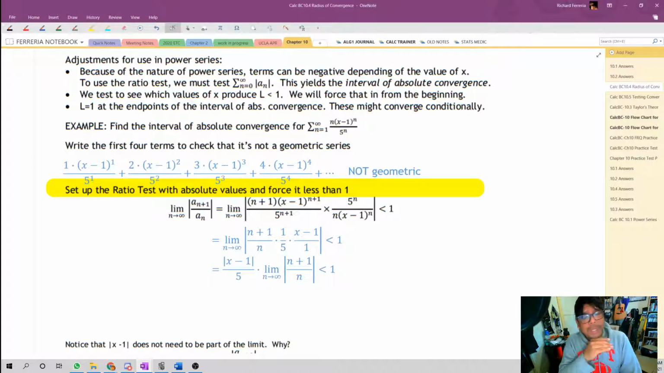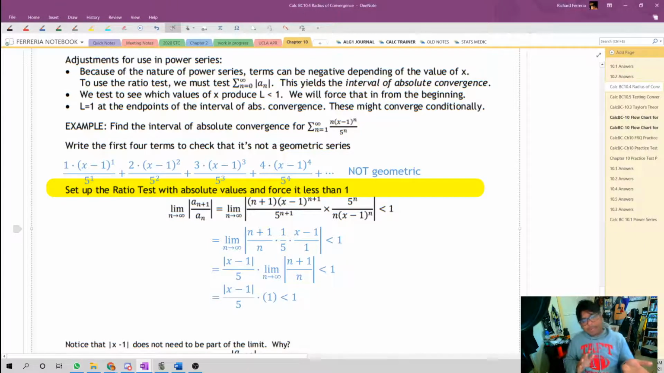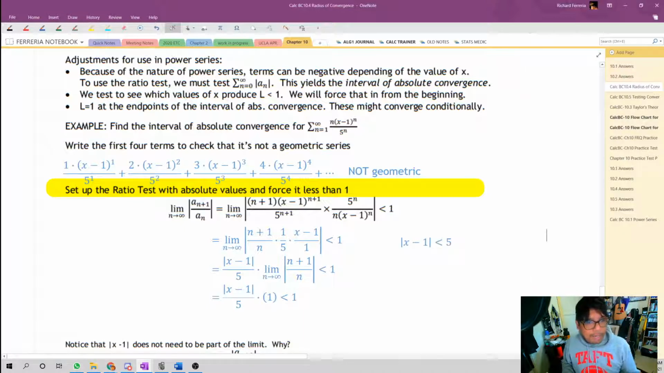Then again, we force that to be less than 1. Well, the limit of n plus 1 over n is going to be equal to 1. We have so many things to do in this problem that if we take the time to do everything needed to show that limit is equal to 1, we're going to lose some valuable time. So hopefully you can look at that limit and see that it's equal to 1. So this gives me the absolute value of x minus 1 over 5 is less than 1. We multiply both sides by 5, and that gives me that the absolute value of x minus 1 is less than 5.